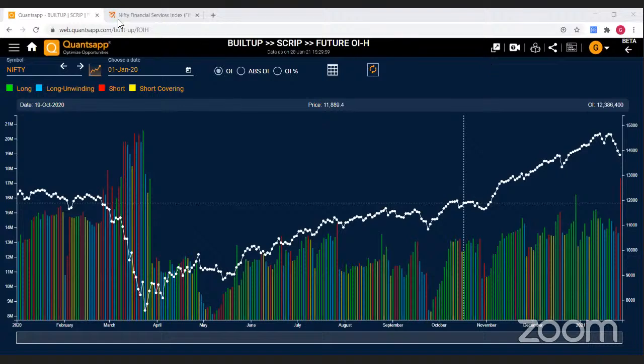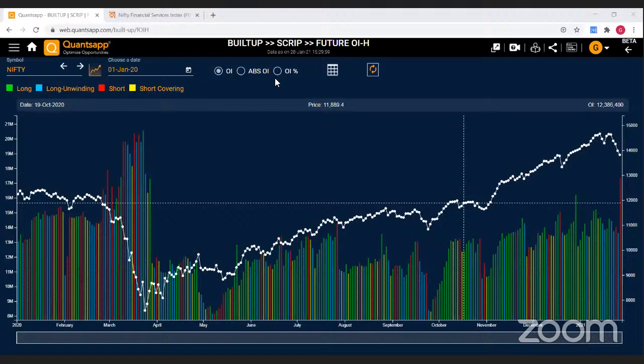I have a question: after the day-end data update, can this short turn to long unwinding? Yes, Mr. Bharat, there's a possibility as the data gets updated. The file will come, the data will get updated, and prices and the OI will adjust. So there's a possibility that shorts can turn into long unwinding.